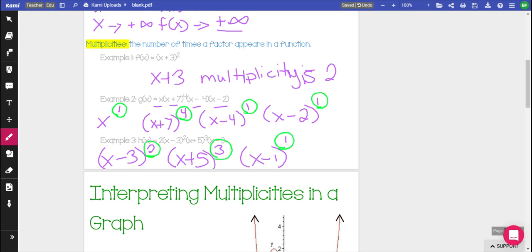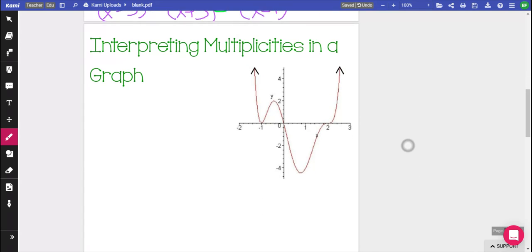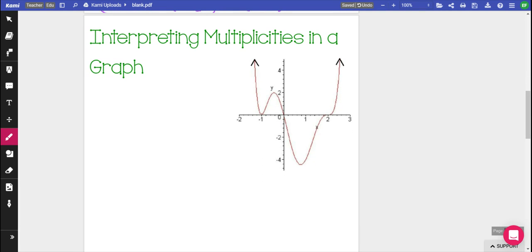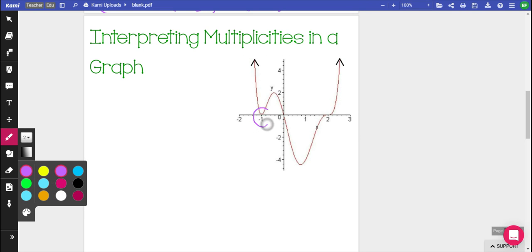All right, let's add in another piece now since we're talking about multiplicities. Each of the multiplicities that we've gone over so far is interpreted differently when we're sketching a graph. So I decided to look backwards first so that we can try to create a function from a graph. If we look at the graph here, we see that we have a root at -1, another one at 0, and another one at 2.